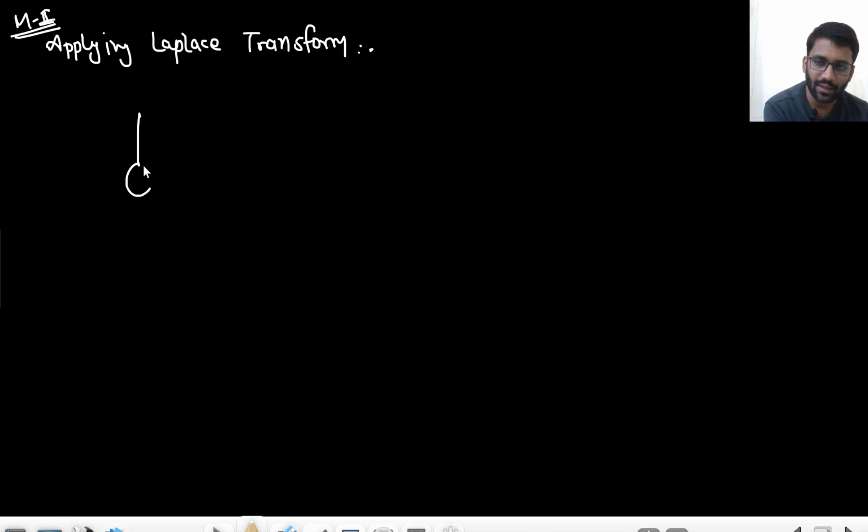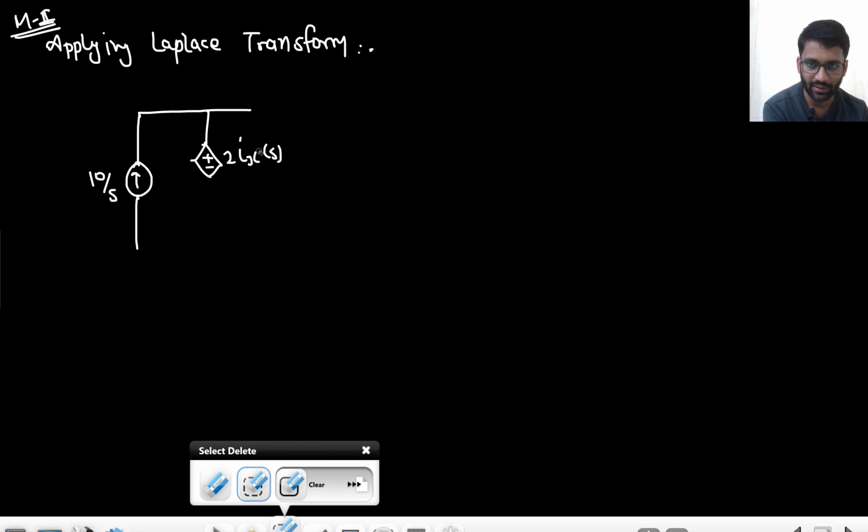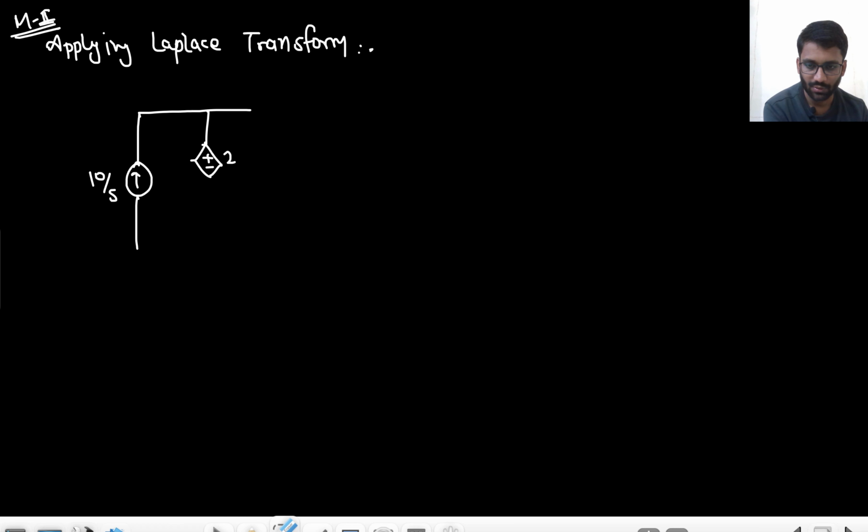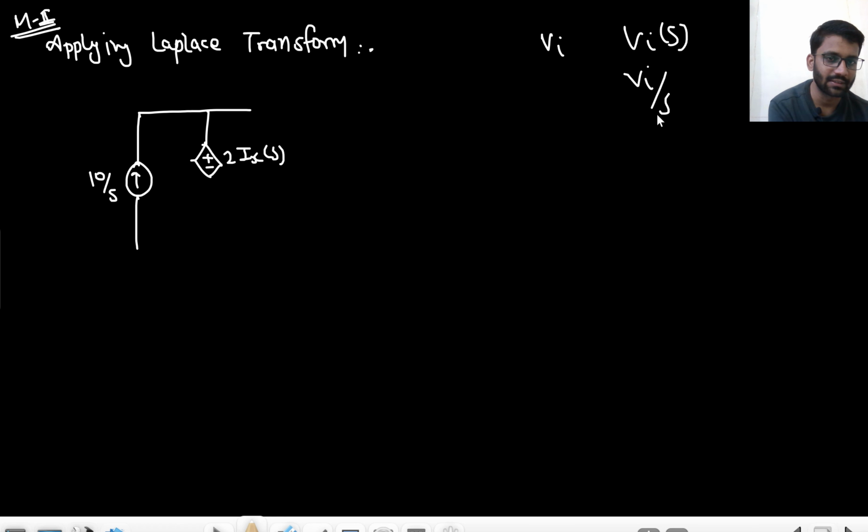So here I have a current source of 10 by S. Then I have a dependent voltage source, that is 2 Ix of S. I should write it in capital actually. Let's just assume if my input voltage is V in, I write V in of S, not V in by S. Are you getting my point? Someone will think that I should have written like this. If my input voltage is 2 V in, in Laplace I would write 2 V in of S.